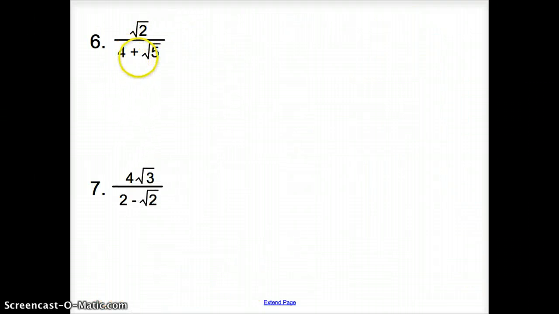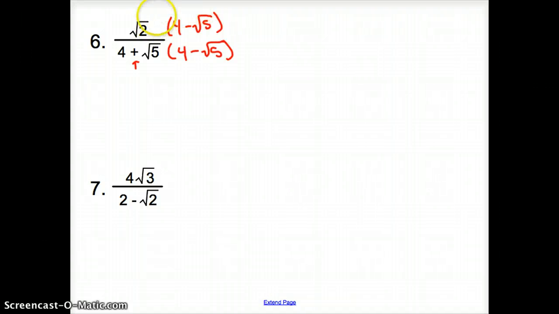Now we don't have it attached through multiplication. We actually have it attached through addition. When we have this, we have to multiply by something special. We have to actually multiply by the exact same thing, but we have to switch the sign. Please switch the sign. So we multiply by 4 minus 5 on top and bottom. Multiplying by the same thing, just switching the sign.